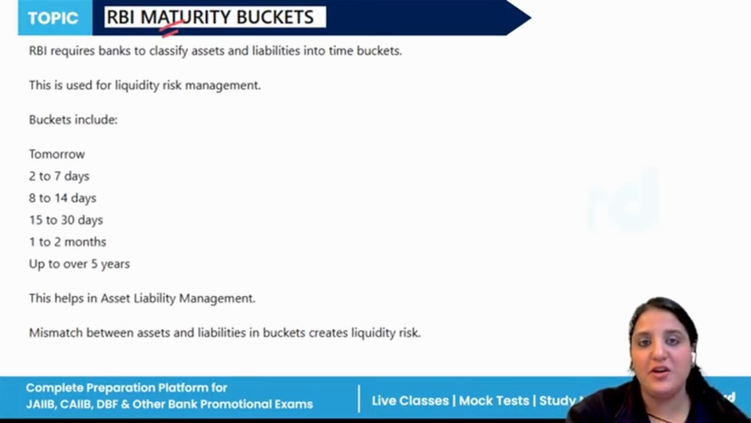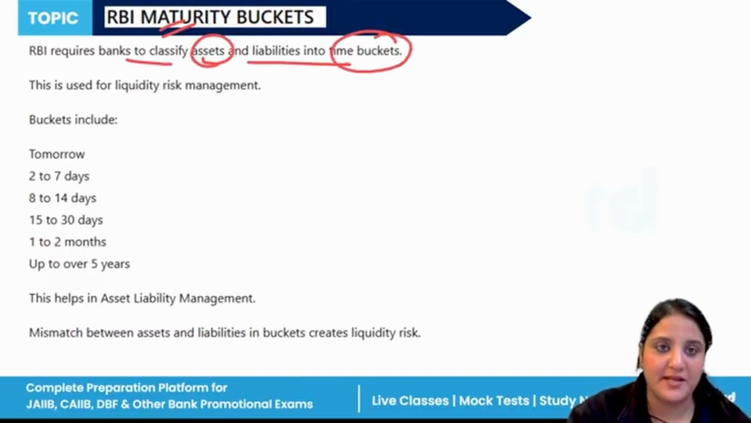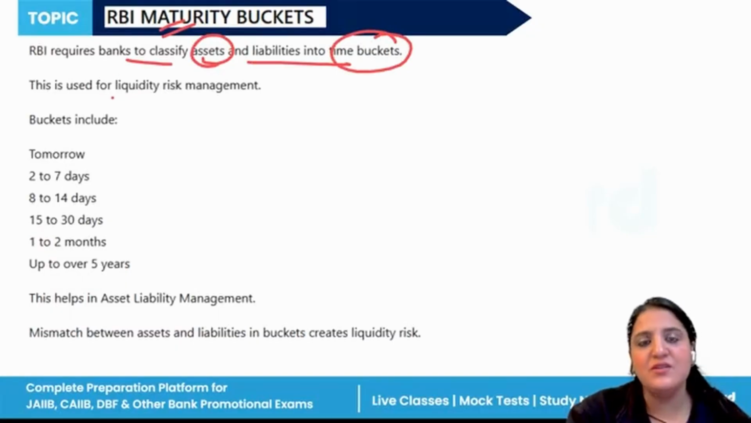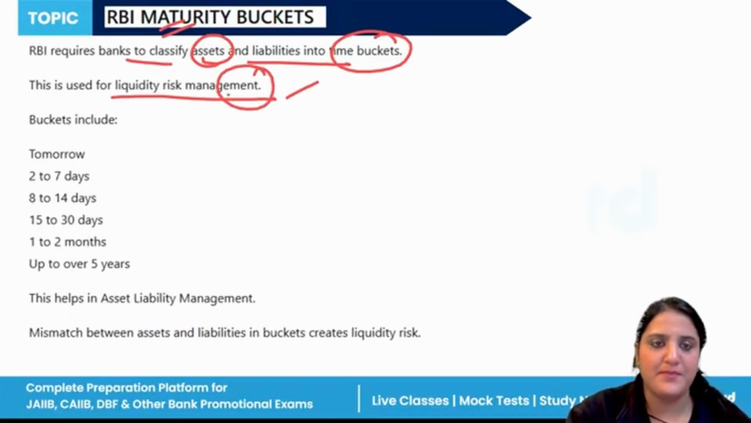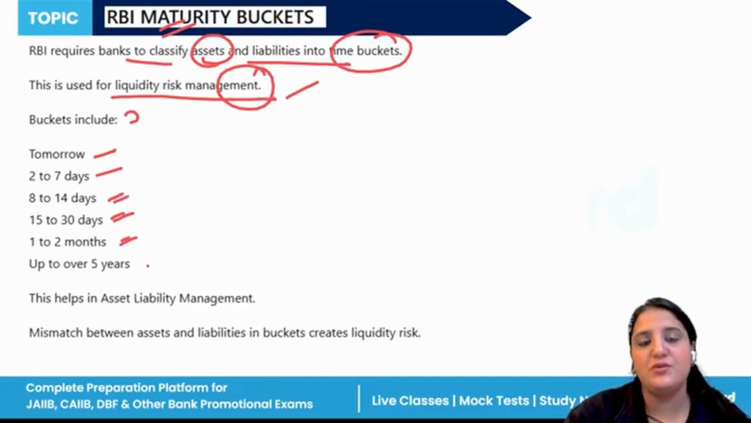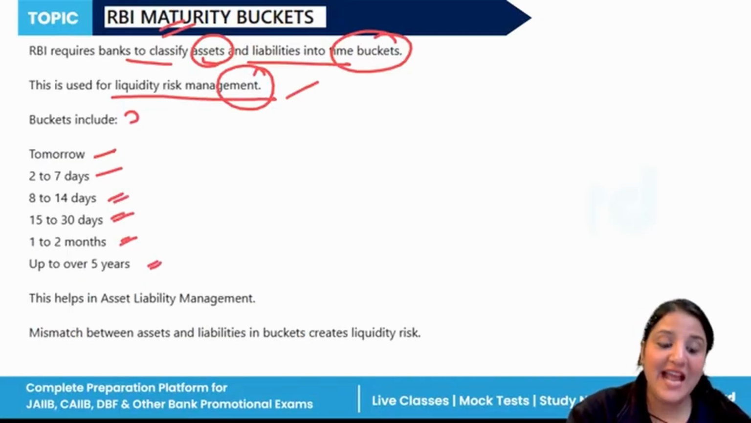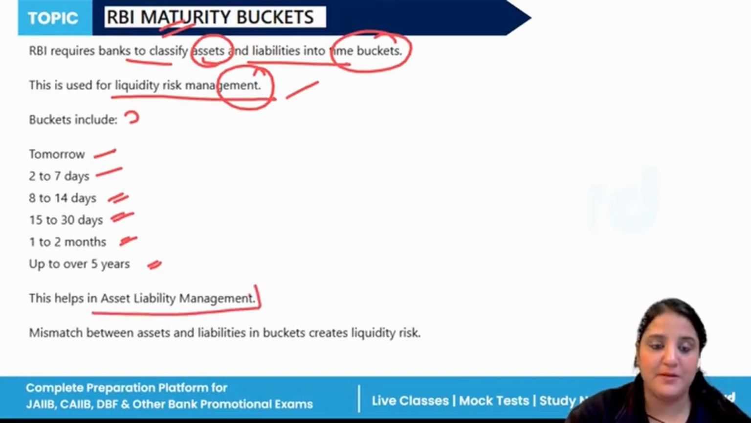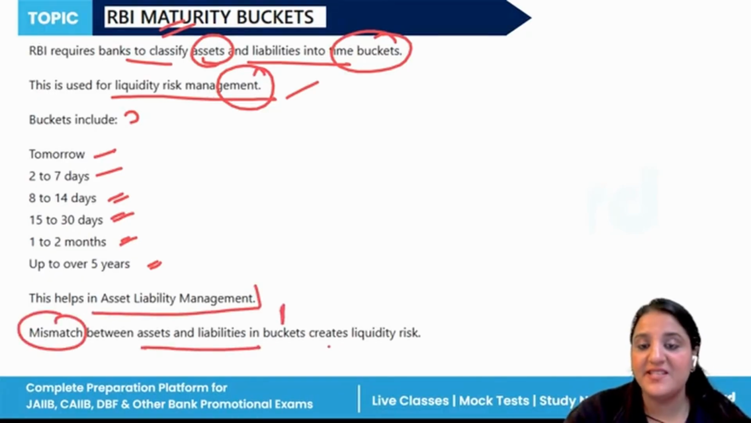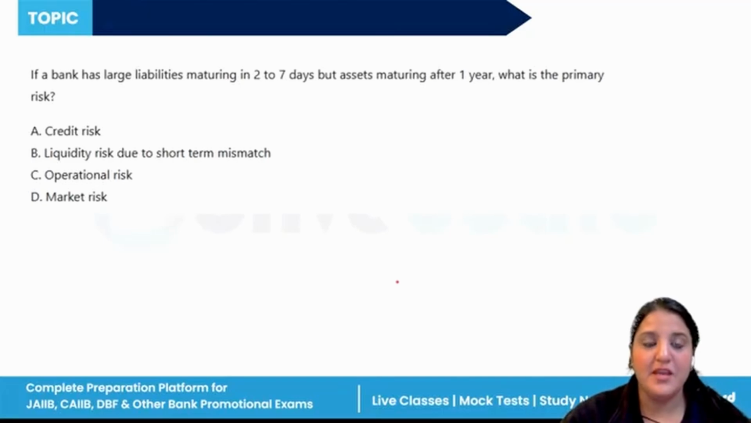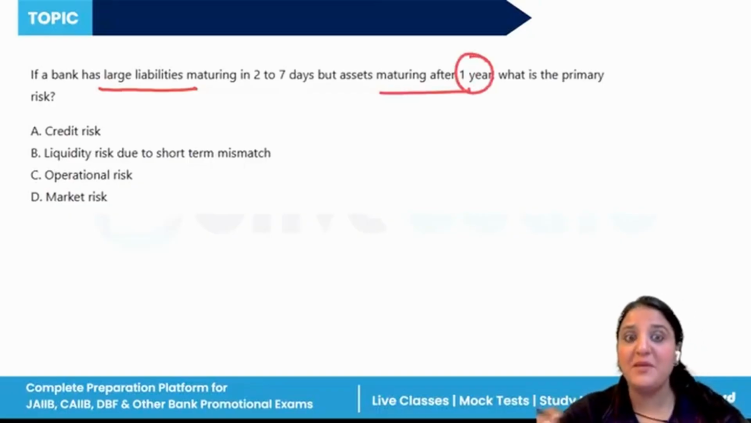Now, RBI maturity buckets require banks to classify assets and liabilities into time buckets. Basically, this is used to manage liquidity risk. Buckets are tomorrow, 2 to 7 days, 8 to 14 days, 15 to 30 days, 1 to 2 months, up to 5 years. That helps in asset liability management. So mismatch between assets and liabilities in the buckets creates liquidity risk. If a bank has large liability maturing in 2 to 7 days, but assets are maturing after 1 year, what is the primary risk?